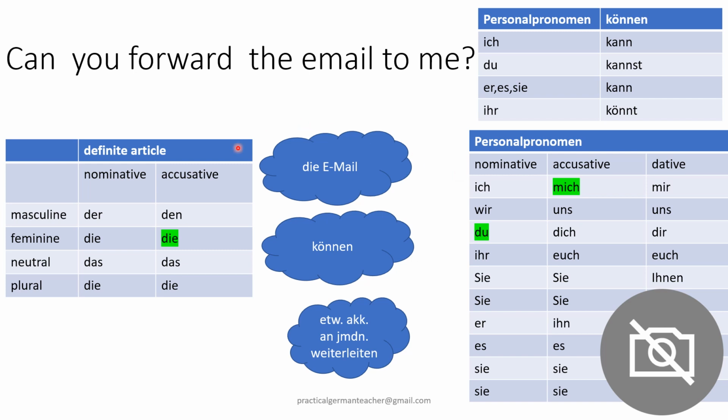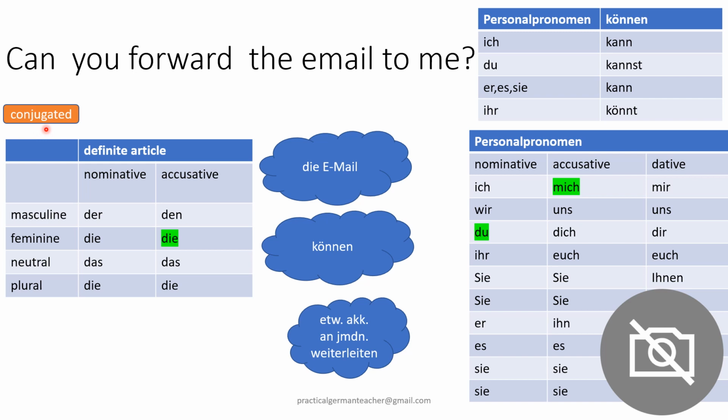Also, the email comes over here, the object of the sentence, and this will be accusative. So you will have to use the accusative article with email, and it's die. Again, if you notice here, die, das, the, no change, but only for masculine it changes from der to den. So let's try to write the sentence.